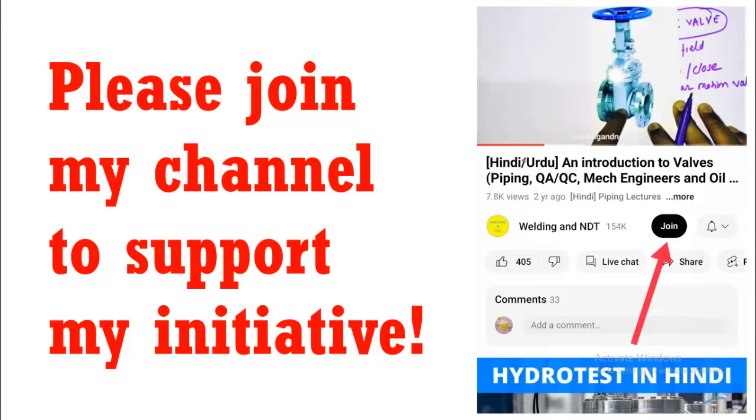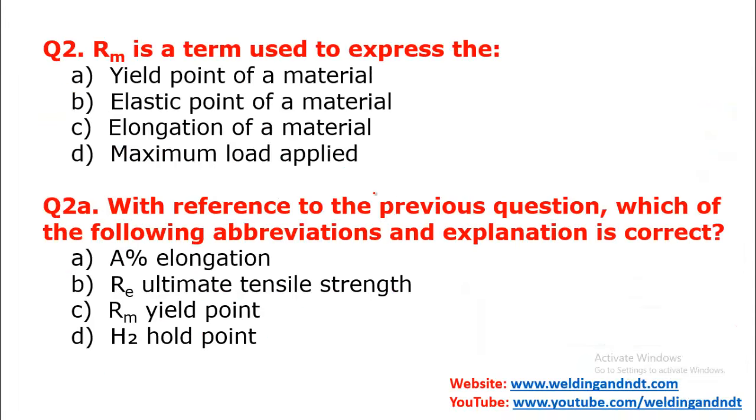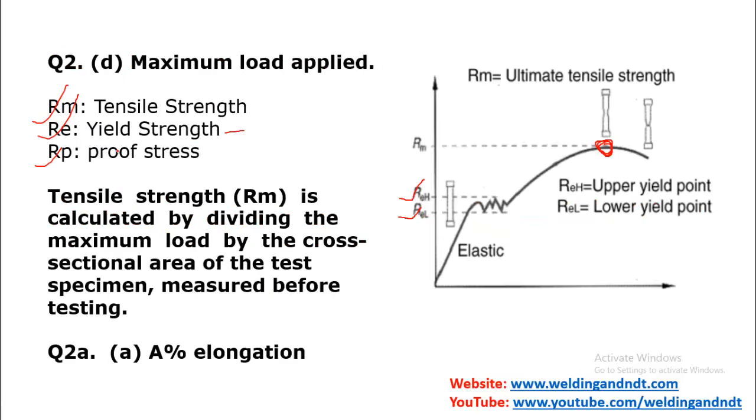Now coming back to the question. The options are yield point, elastic point, elongation, maximum load. See, among the four options, the most appropriate seems to be the last one. Basically, RM is the tensile strength, and at the tensile strength, what happens? Maximum load is being applied on the material before failure. After this, the failure will happen. Hence, before failure, the maximum load which will be applied is called the ultimate tensile strength or tensile stress, and it is denoted by RM. So option D is the correct answer.